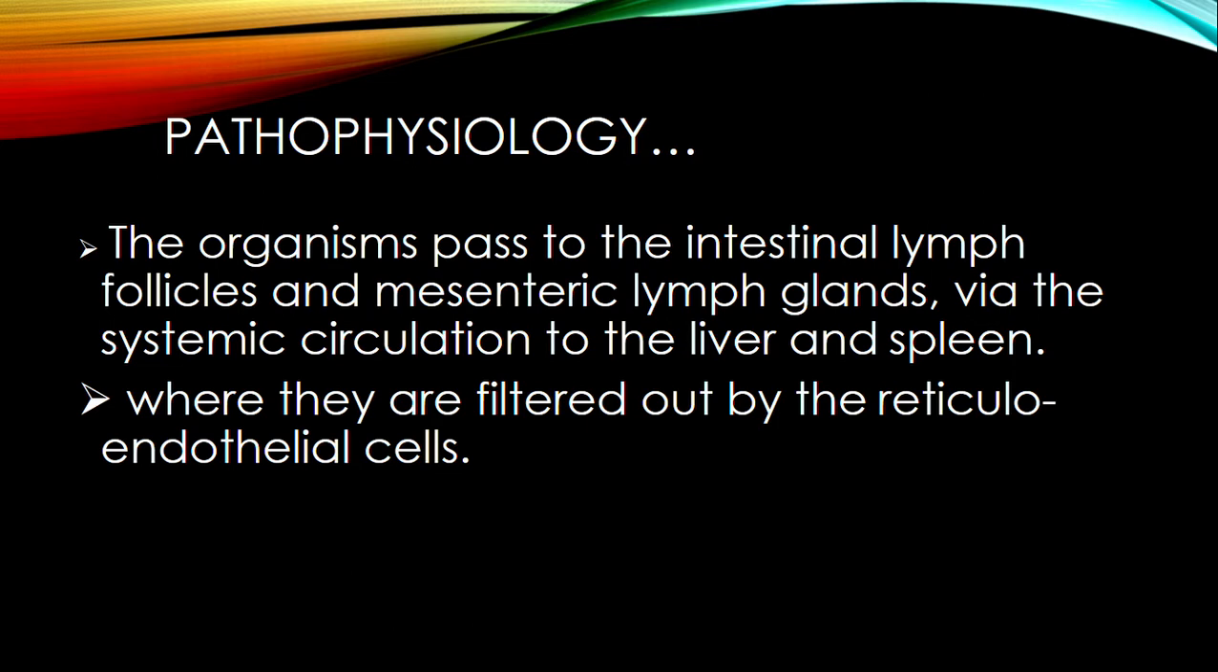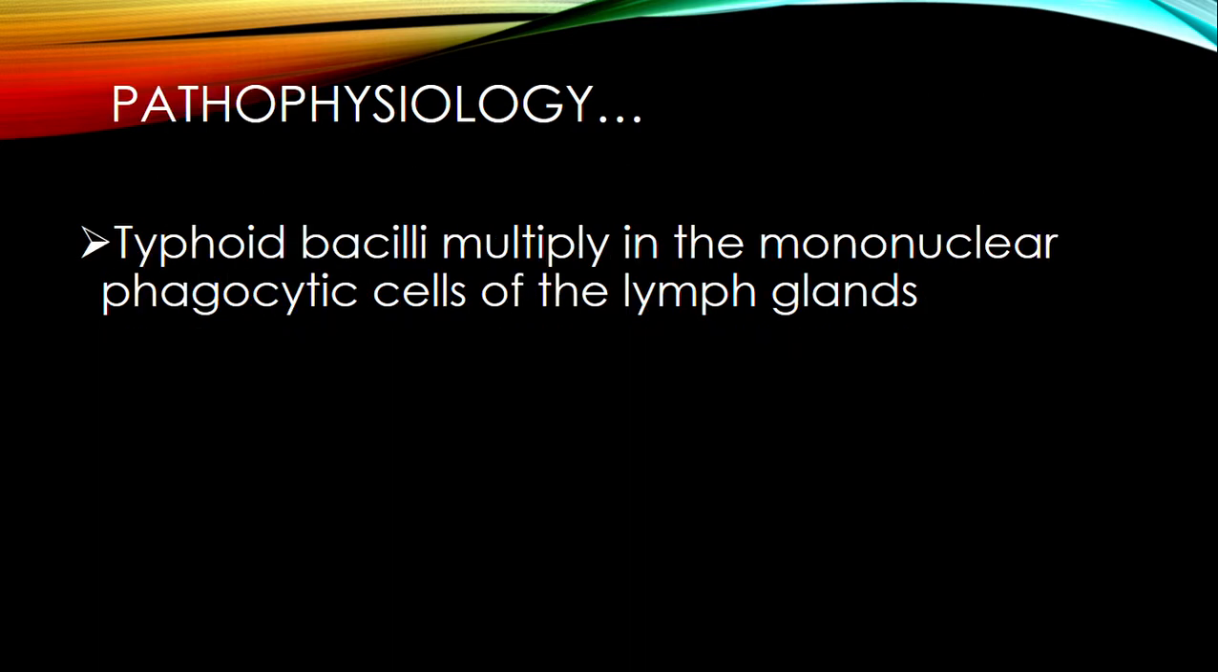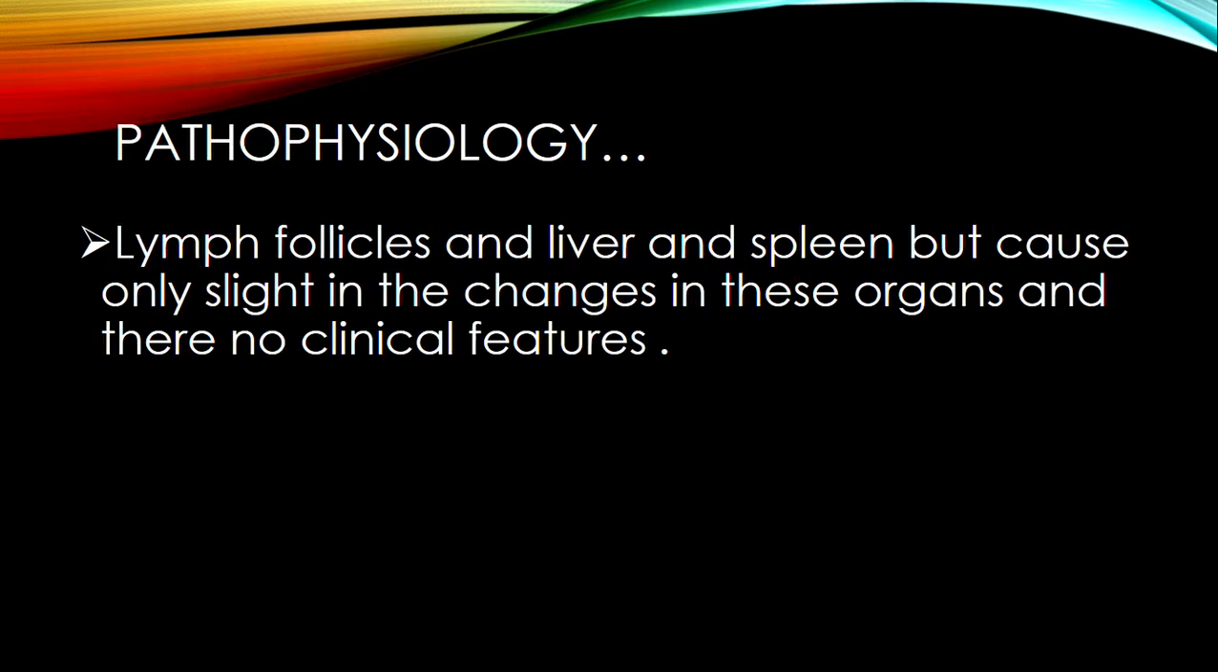So where they are filtered out by the reticular endothelial cells. So from there, the bacilli multiply in the mononuclear phagocytic cells of the lymph glands. So we see that now the bacteria start to multiply in different parts of the body. So the lymph, such as the lymph follicles and the liver and the spleen, but cause only slight changes in these organs, and there is no clinical features.